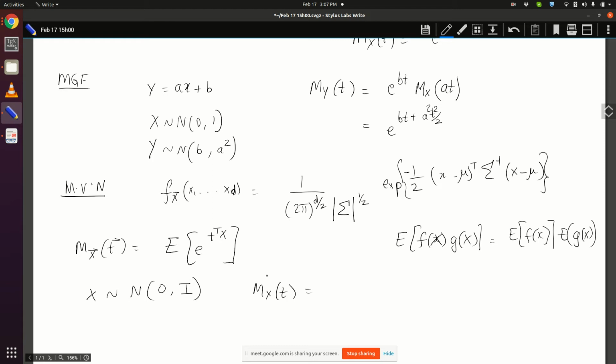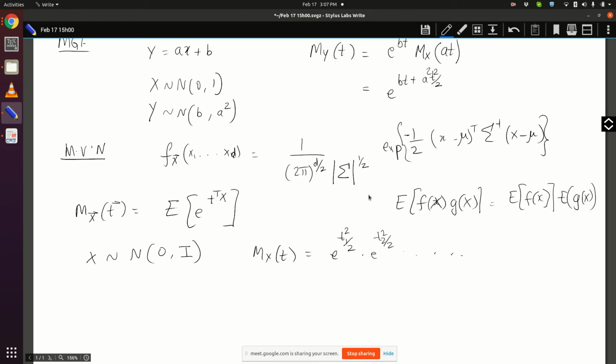Okay, so this is all that we have. Now when we do that transformation, each component will give you t1 squared by 2. So you will get e power t1 squared by 2 from the first and e power t2 squared by 2 from the second, and all this way. That we can concisely write as e power t transpose t by 2. So this is the moment generating function when standard normal and covariance identity.